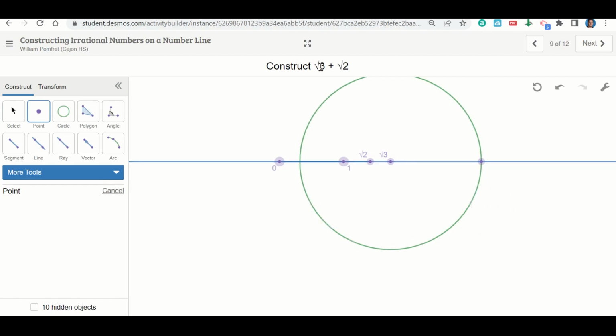Now if I wanted to subtract these and make it square root of 3 minus square root of 2, I would do the exact same thing. So I would take this distance and make this my center, but now minus square root of 2 would be over here. So if I put a point here, this would represent square root of 3 minus square root of 2.